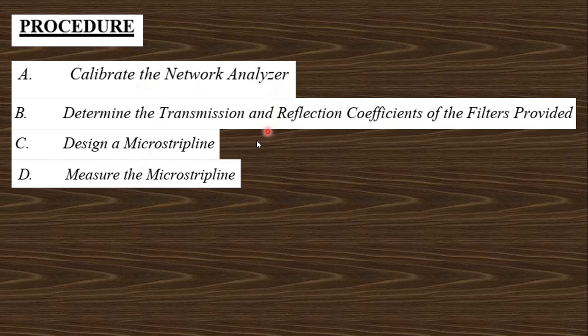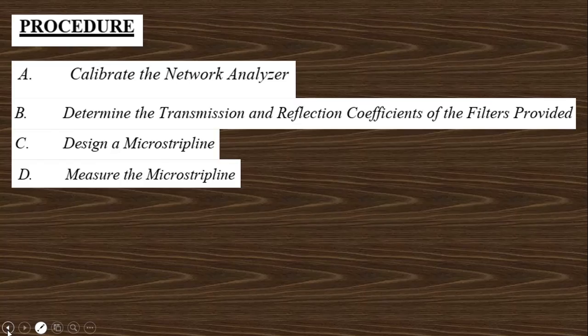So at first calculate this one, then find the reflection coefficient, and then design the microstrip line and measure the microstrip line. So this is the total process to get the values in case of microstrip, by which we can use this microwave for an appropriate purpose, right? So that's it for this portion.